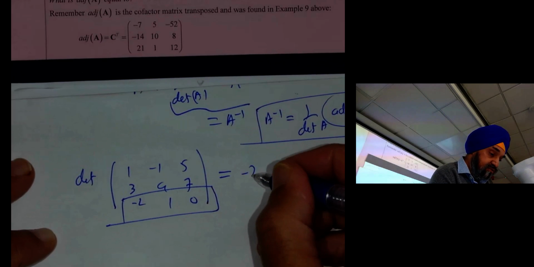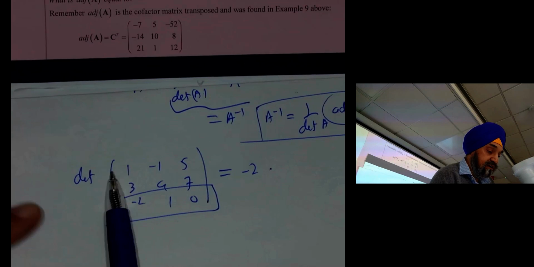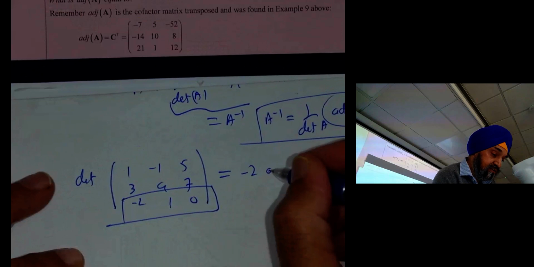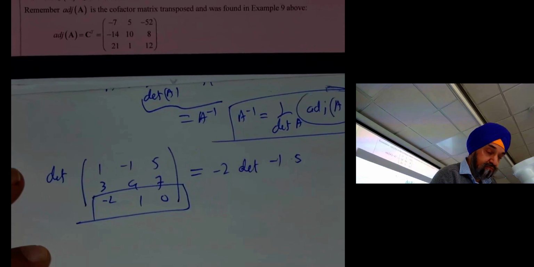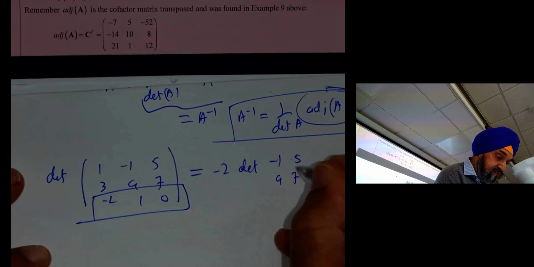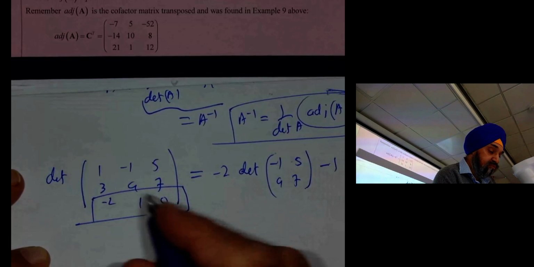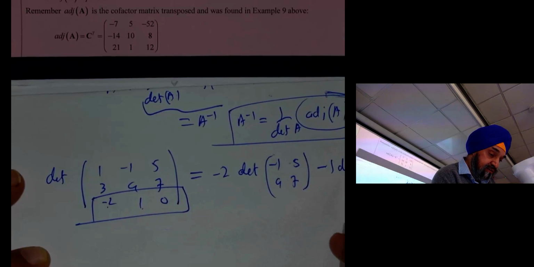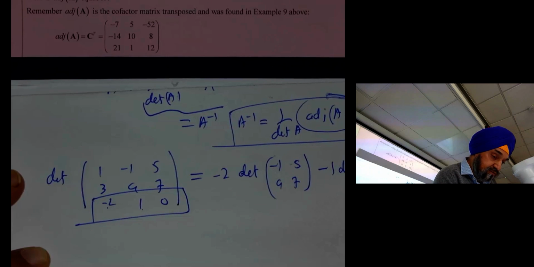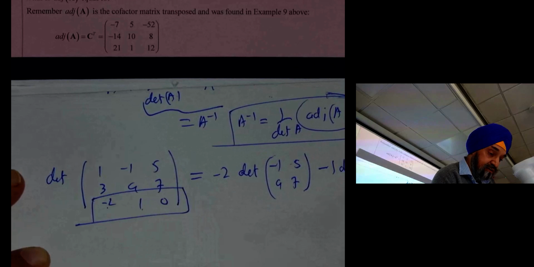Minus 2. And what's the determinant of the remaining piece? Cover that up. Minus 1, 5, 9, 7. Yeah, minus 1. Plus, minus, plus, minus. Determinant of what? 1, 5, 3, 7.